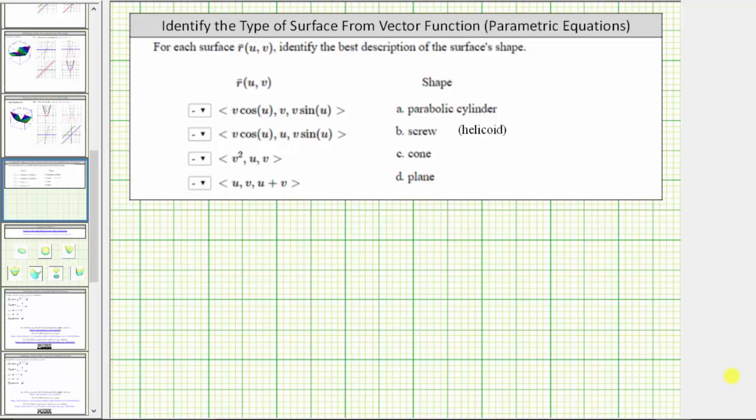For each surface given by the vector function r of u comma v, identify the best description of the shape. Looking at the equations of the parameterized surfaces, we'll first write the surface using Cartesian coordinates and then hopefully recognize the form of the equation to identify the shape, but then we'll also verify the work graphically.